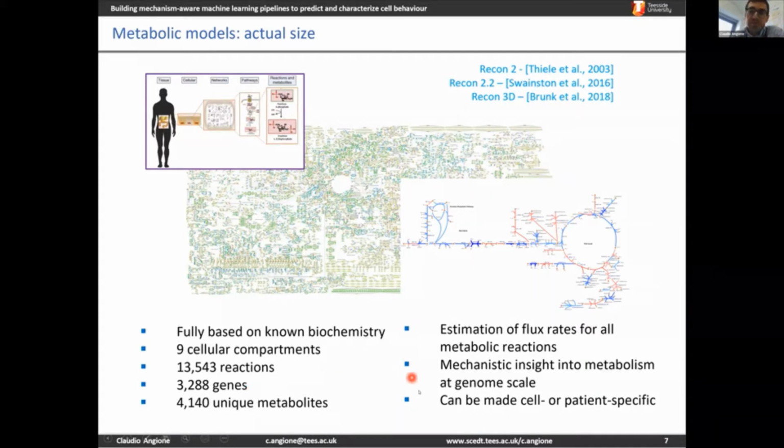The important thing is that those constraints, while in, let's say, microbiology, we make models condition specific or medium specific, in the case of human health, of course, we have to make them tissue specific.